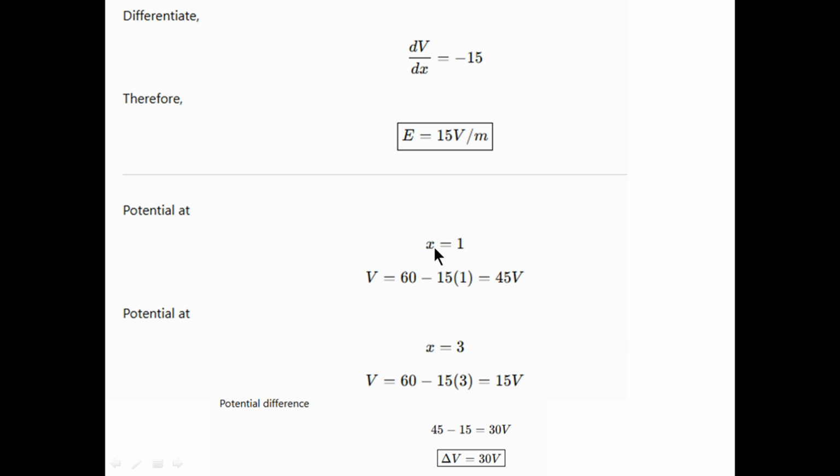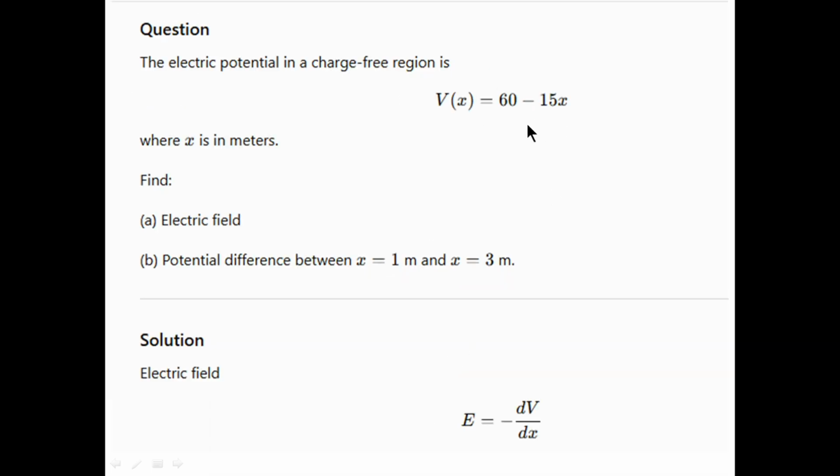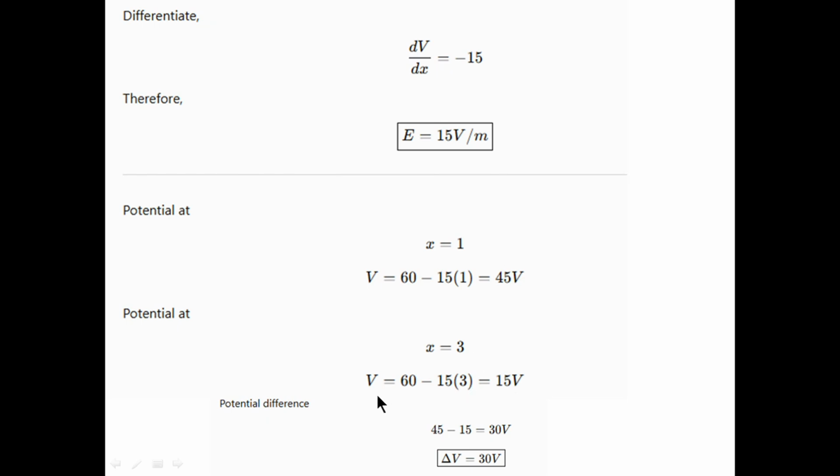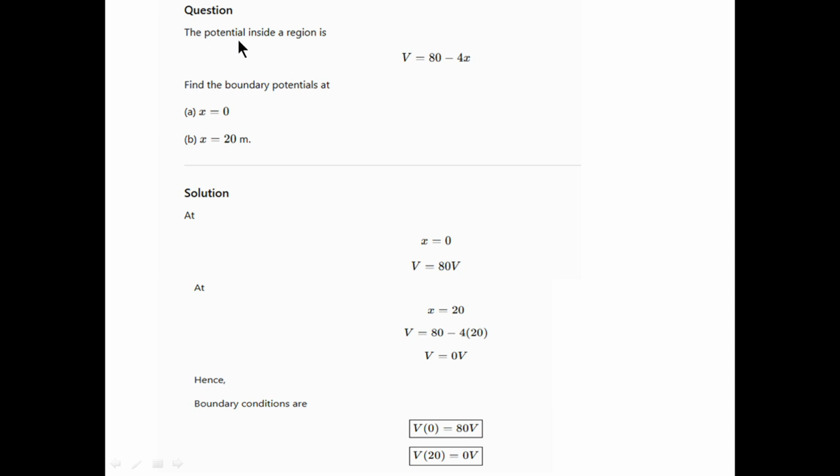So when we put the value of x is equal to 1 in our given potential, we get 45 volt, and when we use the value of x is equal to 3 in our given potential, then we get the value 15 volt. Now we just have to take the difference of these two values, so the potential difference is 45 minus 15, which is equal to 30 volt. Our next question is the potential inside the region.